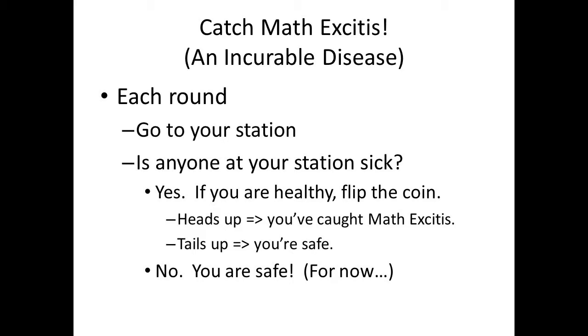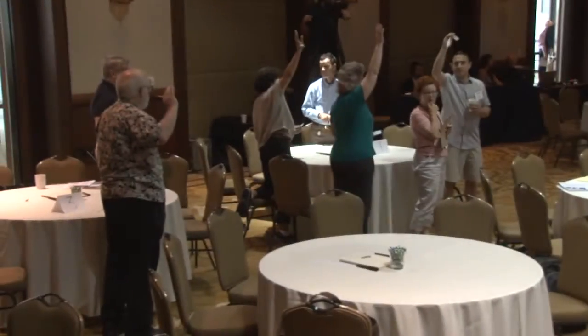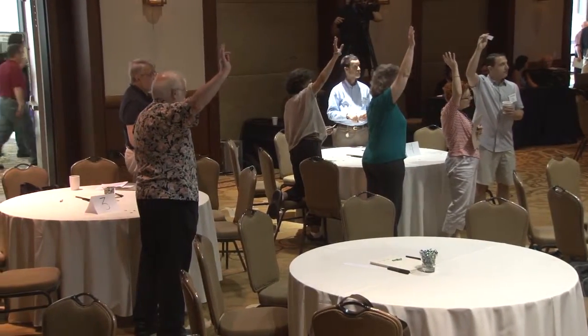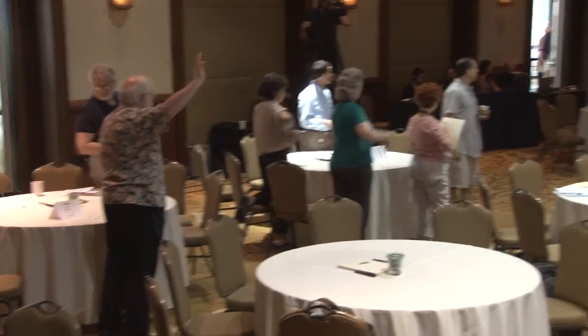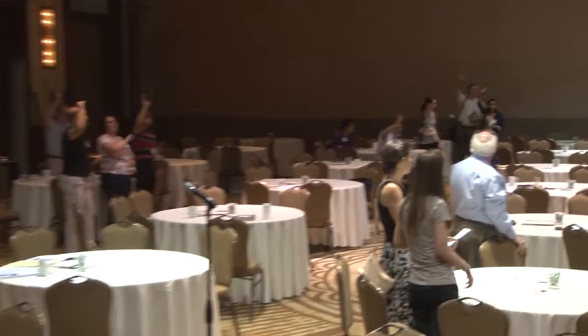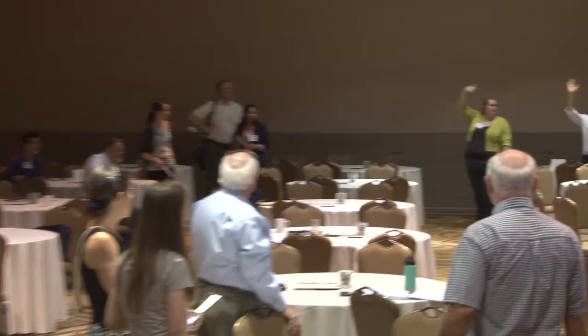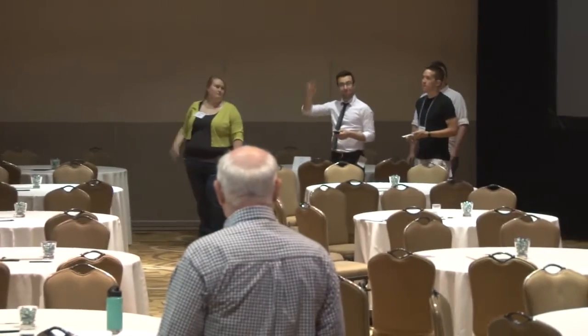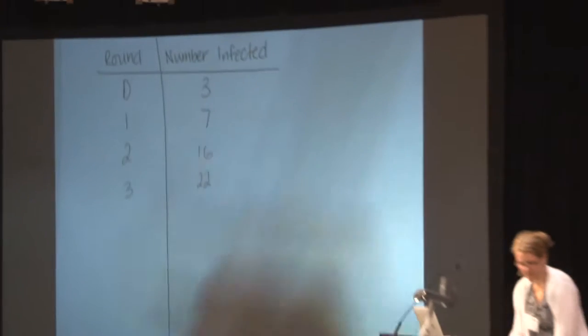All right, how many people over here are sick? Just one? Two. Two people sick here. 3, 4, 5, 6, 7. In the back, 7, 8, 9, 10, 11, 12, 13, 14, 15, 16, 17, 18, 19, 20, 21, 22. 22 sick. All right, round four.